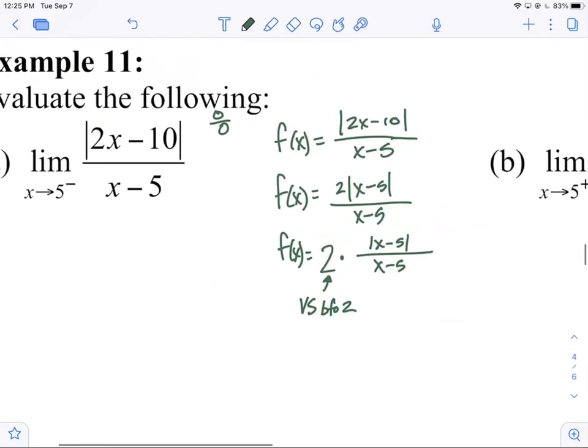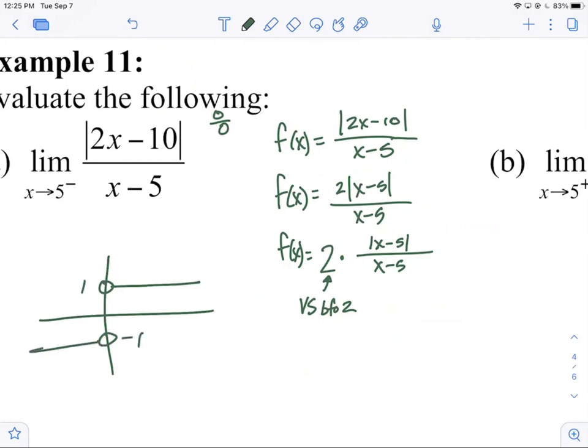So let's see what that's going to do with Senor Salta. I'm just going to quickly sketch the parent function. There's 1. Here's -1. The 2 is going to vertically stretch it. So now this is 2, and it looks like that. And here's -2, and it looks like that. All right. So now, instead of jumping from -1 to 1, it jumps from -2 to 2 at 0.